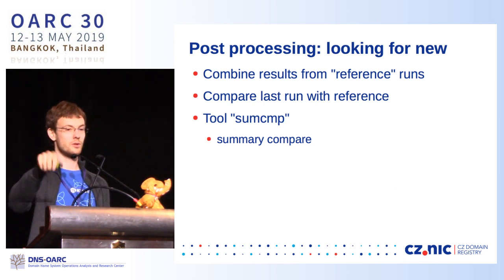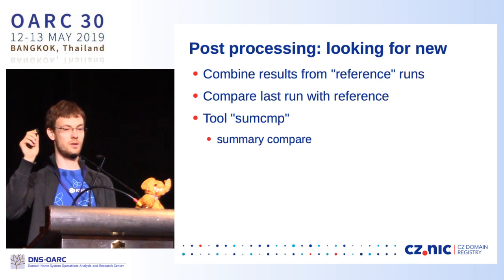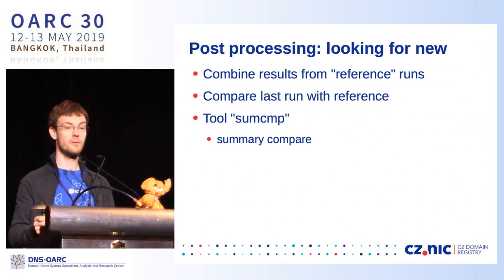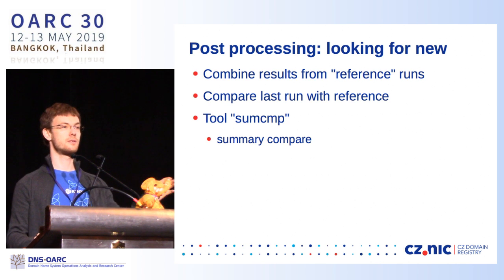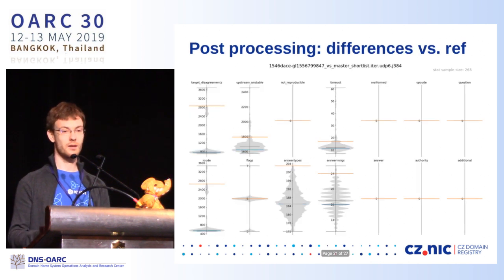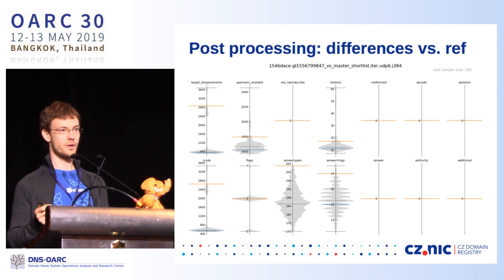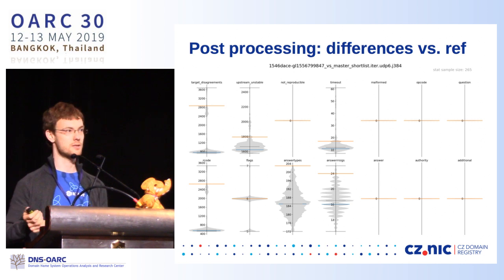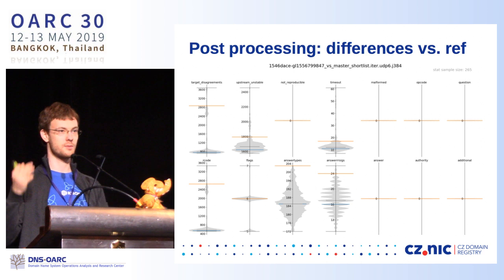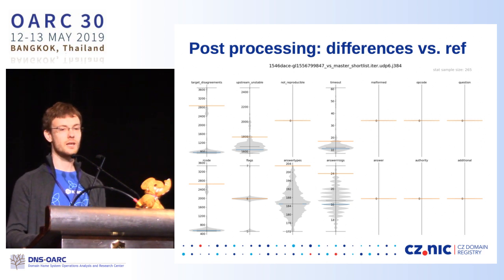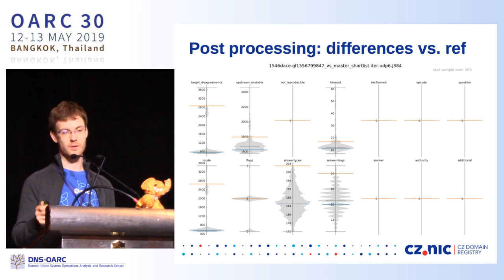There is a special tool called SumCMP for some reason, and that exactly prints the difference. We also have a visual way to compare the results, because sometimes if you have hundreds and hundreds of results in a text file, it's way too hard to actually make sense out of it. So this is the output of the tool. I will zoom in and explain what you see.